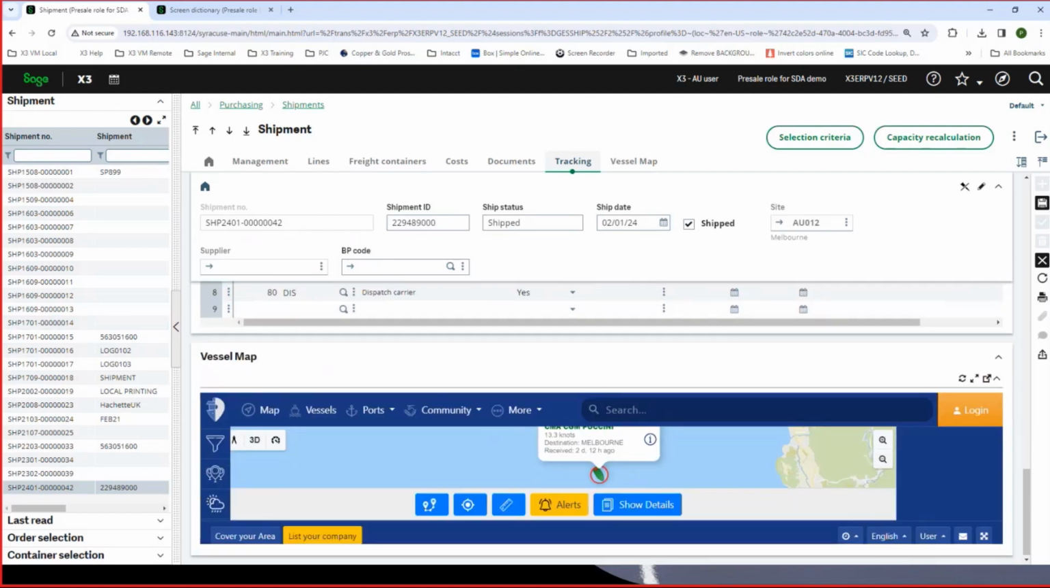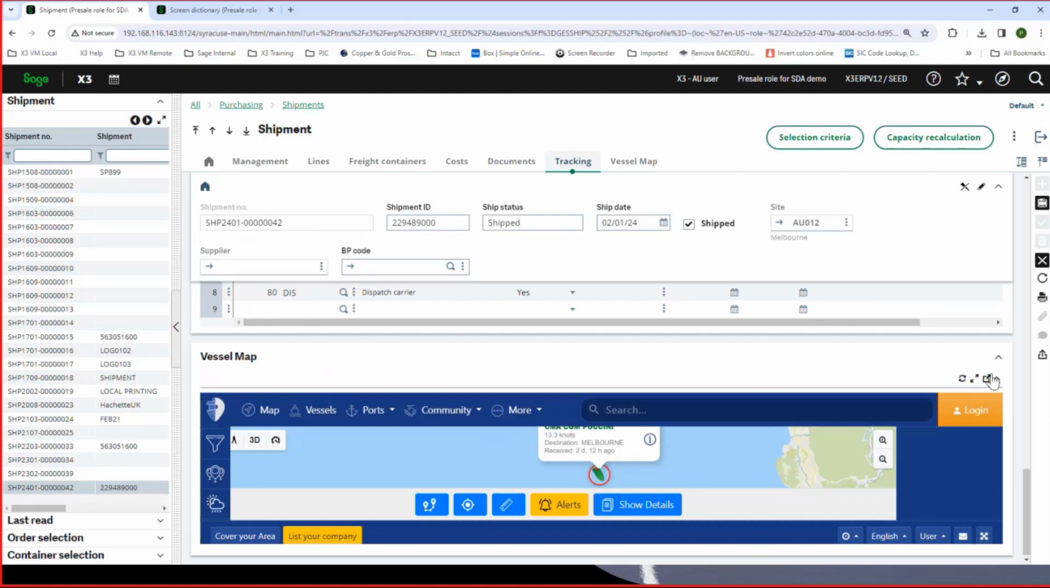Now the bottom part of my shipment here is not standard Sage X3. I've put it here to demonstrate how you can expand on functionality by calling external APIs within Sage X3 without coding. I'm not a programmer. I was just using the tools provided with Sage X3 to do that.